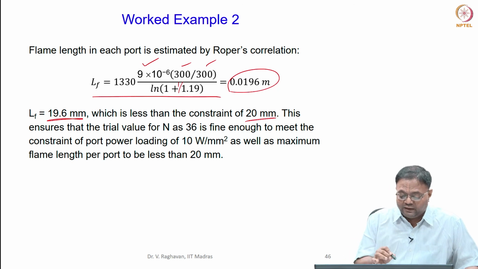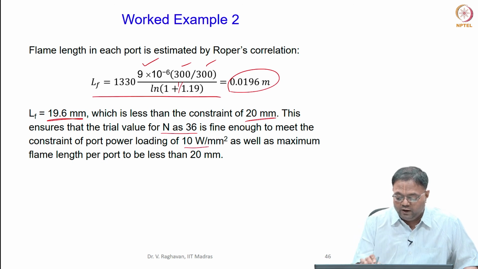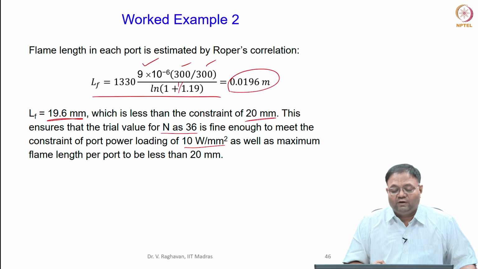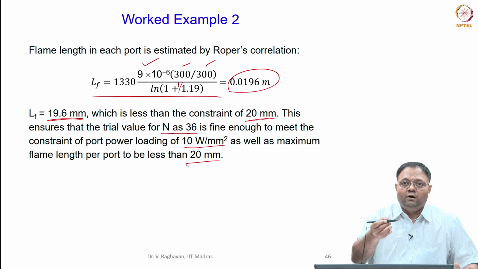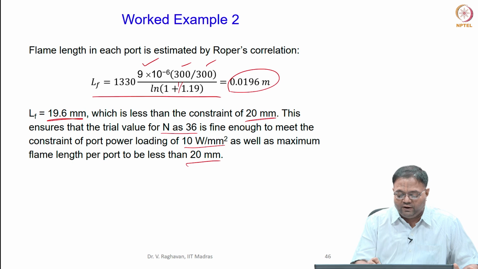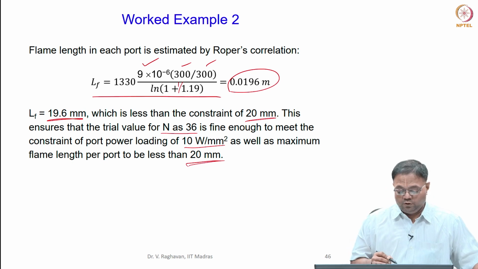So that means the design we have done with N as 36 is fine enough and we meet both constraints. One is the power loading flux of 10 watts per millimeter square, which is met because D is calculated with that equation. And by calculating the volumetric flow rate and the flame length, we find the flame length to be less than 20 mm. So, this finishes the topic.